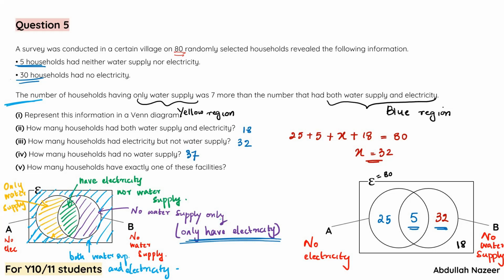And finally, how many households have exactly one of these facilities? Which means either the household should have only electricity or should only have water supply. And if you check out those regions, that is yellow and purple. Yellow includes the number of households that have only water supply, and purple includes the households that have only electricity. So if we add them both together, which is if you add 25 and 32 together, you get 57. And that is the answer for the final question.